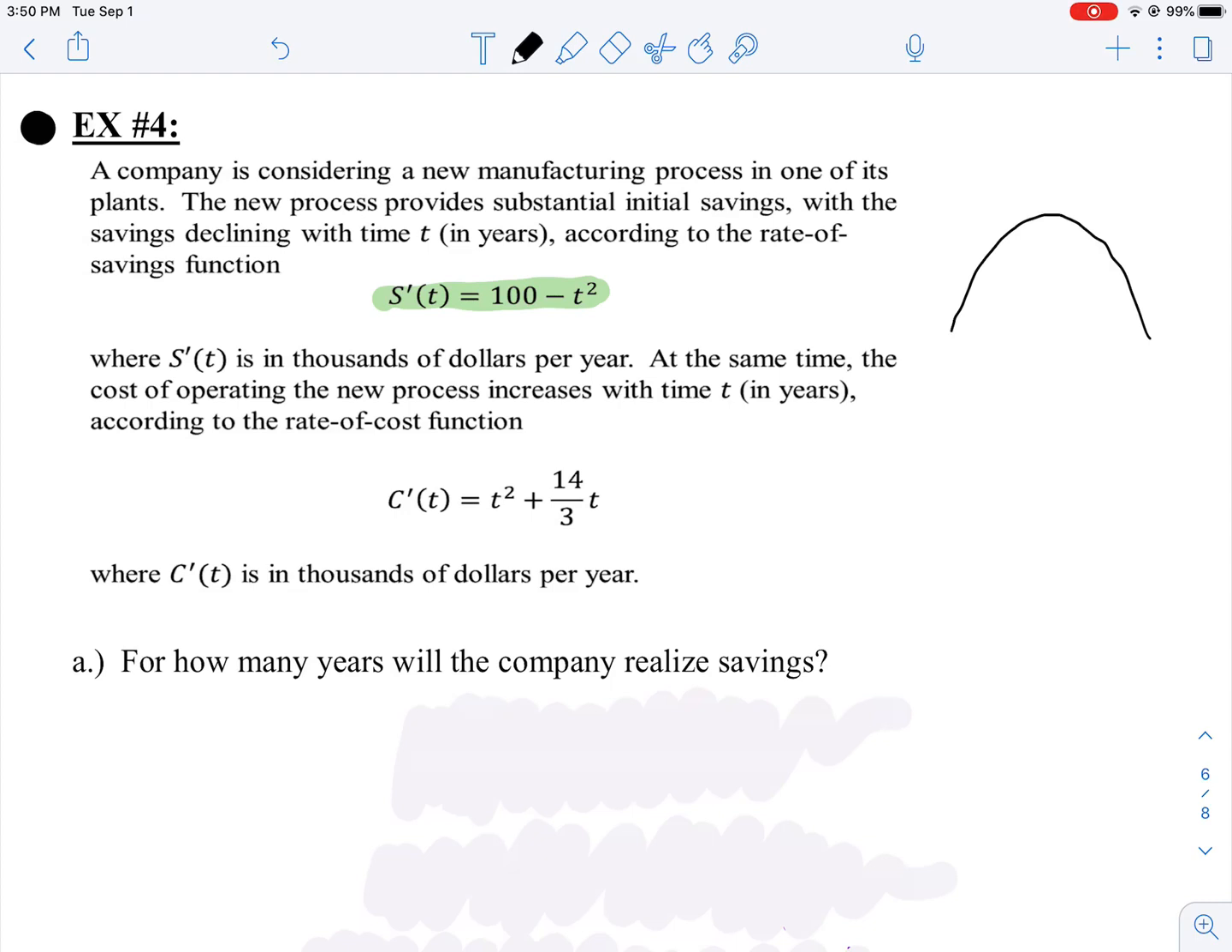At the same time, the cost of operating this new process increases with time in years according to the rate of cost function. So S is the rate at which we're saving, but C is the rate at which it's costing us money in thousands of dollars per year. And in that one, it looks like the cost is kind of going to go up, right? So at some point, your savings is higher than your cost, but at another point in time the cost ends up going higher than your savings, right? Your cost is increasing more than your savings is increasing. And so that's the point that you want to consider doing something else, right?